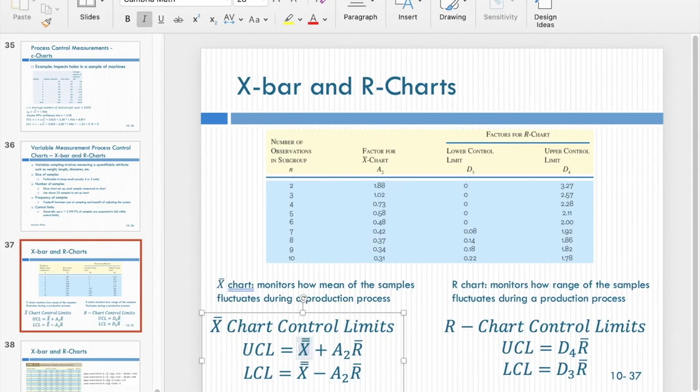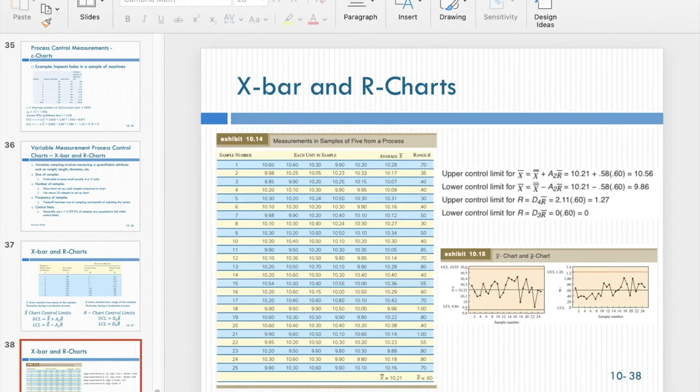Why? Because we are not trying to monitor the mean of every sample. X bar is the mean of different samples. So you have the mean for every sample. What is the mean across the different samples? You see, you have a lot of means here. You add them all up, and then divide by the number of samples. What is the number of samples? 25. So you add all those numbers up and then divide by 25 to get the X double bar.